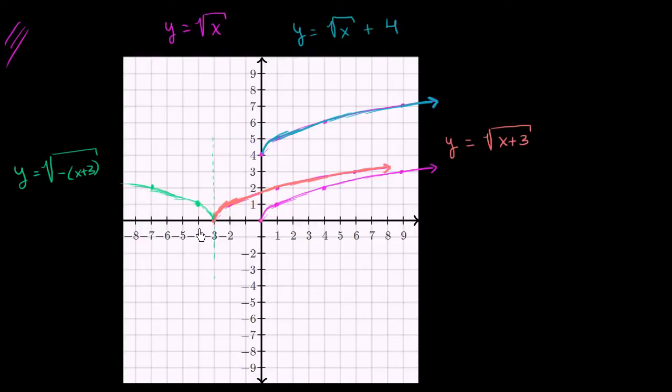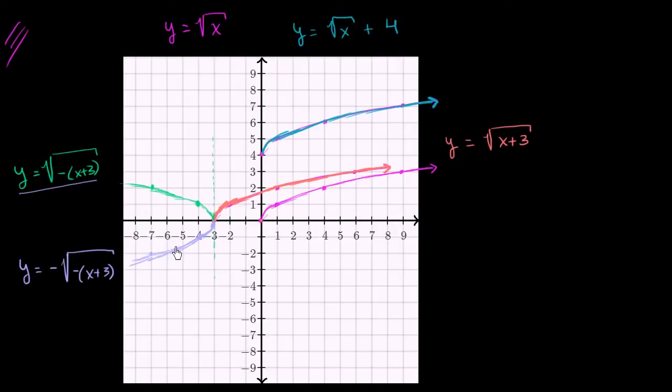Now, what if we wanted to do something even more interesting? What if we wanted to flip this one right over here over the horizontal axis, over y equals 0? Well, then we're just flipping which root we take. So that would be y is equal to the negative square root of negative x plus 3. So it would look like this. It would look like that.